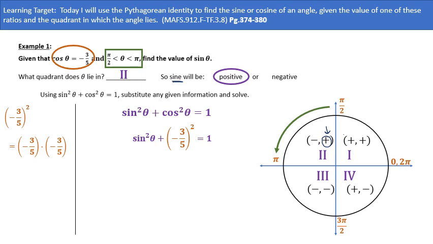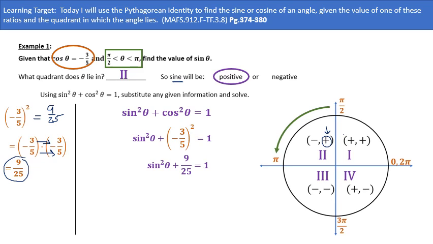Positive. All right, now we multiply straight across. 3 times 3, 9. 5 times 5, 25. So negative 3/5 squared is equal to 9 over 25. Okay, so far so good. Let's rewrite it. Sine squared of theta plus 9 over 25 equals 1. So far so good. All right, now let's do some algebra.